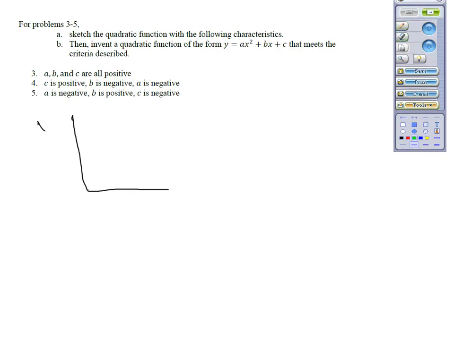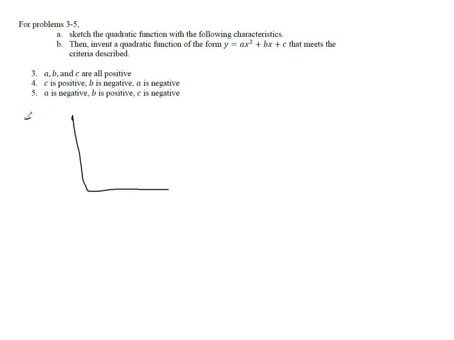We basically have three types of situations here that we want to model. So in question number 3, we want to sketch the quadratic function with the following characteristics, where a, b, and c are all positive. Well, if c is positive, that means my initial value is above the horizontal axis. If b is positive, that means initially I have a positive slope. If a is positive, that means my slope is gradually getting bigger as the inputs increase from one to the next. So I get something that looks like this.